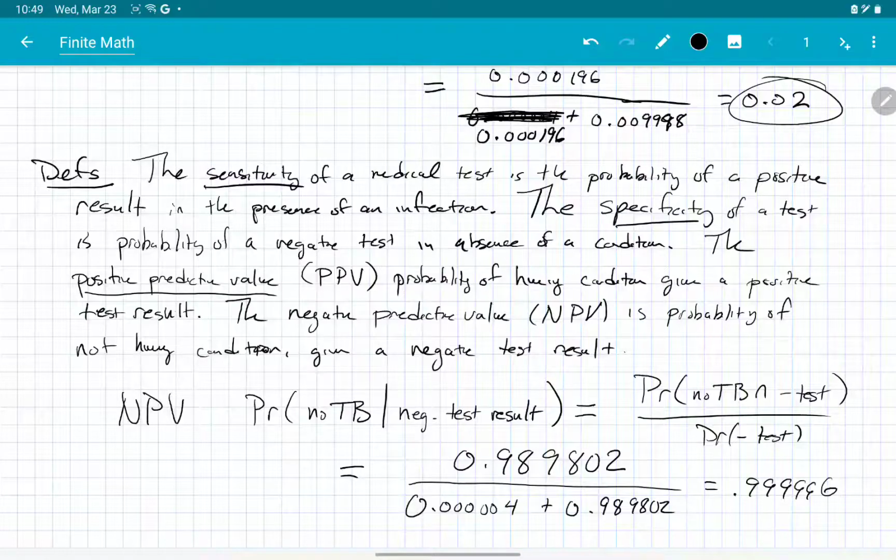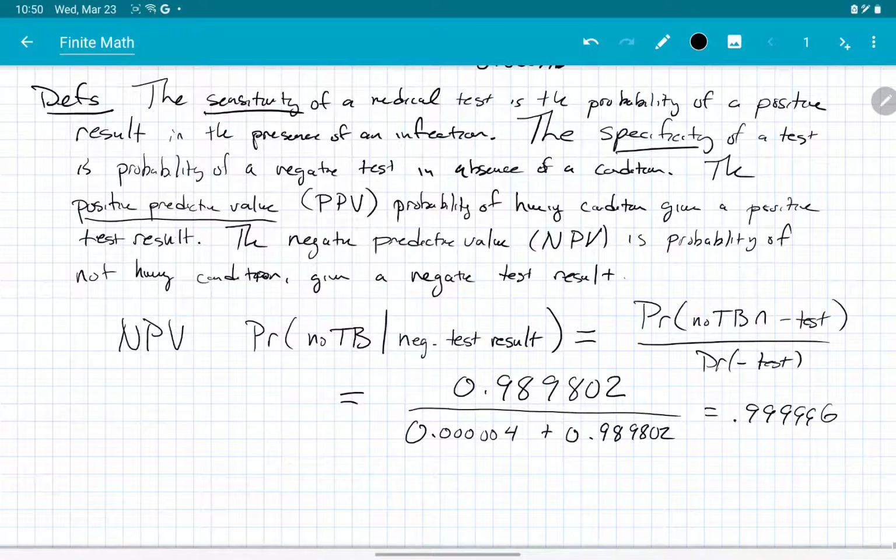Okay, so the negative predictive value is very good. If you get a negative tuberculosis test, you can be pretty confident that you do not have tuberculosis. If you get a positive tuberculosis test, you should not be confident at all that you have tuberculosis. Okay? These things seem weird, right?